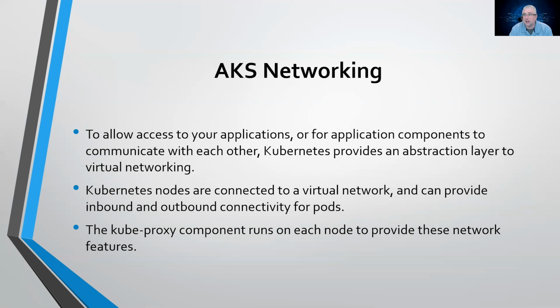So to allow the applications and components to talk to each other, Kubernetes has this abstraction layer to the virtual networking, which we're going to look at here in a second. The nodes are connected to the virtual network and they provide that inbound, outbound communication for the pods. Depending on how you do this, some of that will be NATed communication at the network level. And we're going to look at the different models of networking that you can do with this.